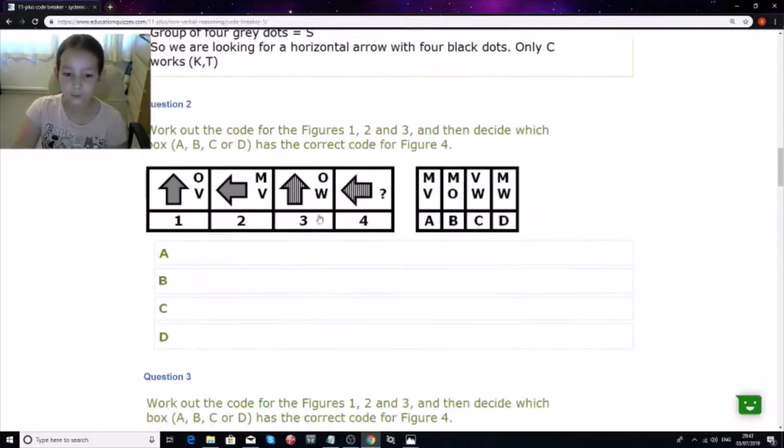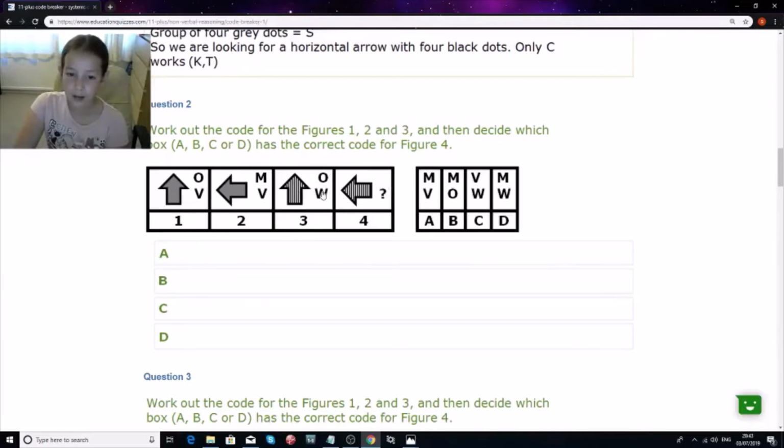Question 2. O must stand for the arrow pointing up. V must stand for grey. And M must stand for an arrow pointing to the left.